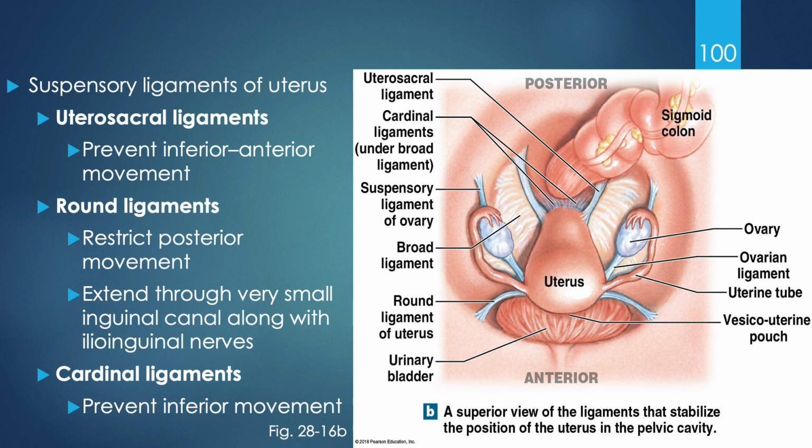And then lastly, we also have the cardinal ligaments, which are kind of difficult to see here, but if you look at the image on the right, the bottom of the image is the anterior, the top of the image is the posterior. So we're looking down into the pelvic cavity from above, as if the person is facing us. And so what you'll see is posteriorly, you can see the uterosacral ligament, and then also you can see that the cardinal ligaments are actually underneath the broad ligament, and they're kind of difficult to see, but they're those thinner looking, more broad ligaments present.